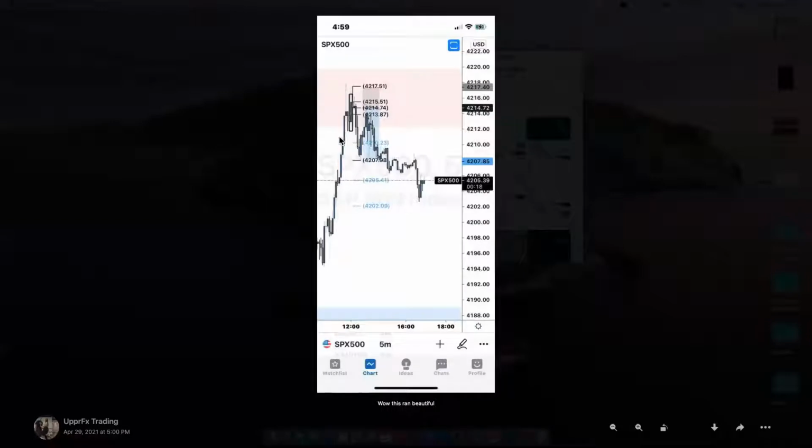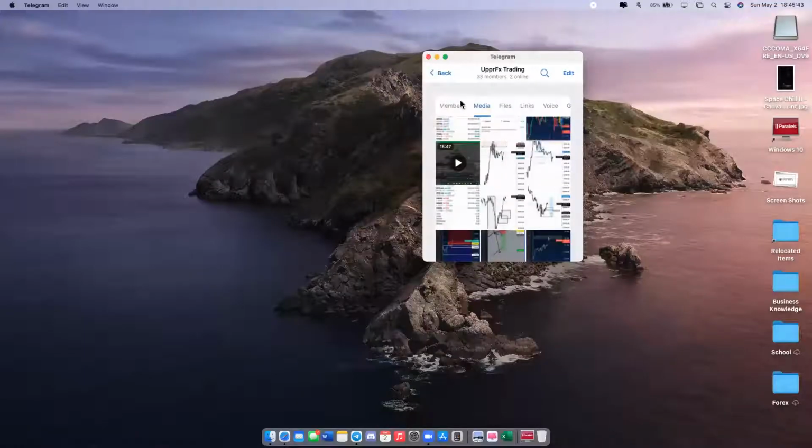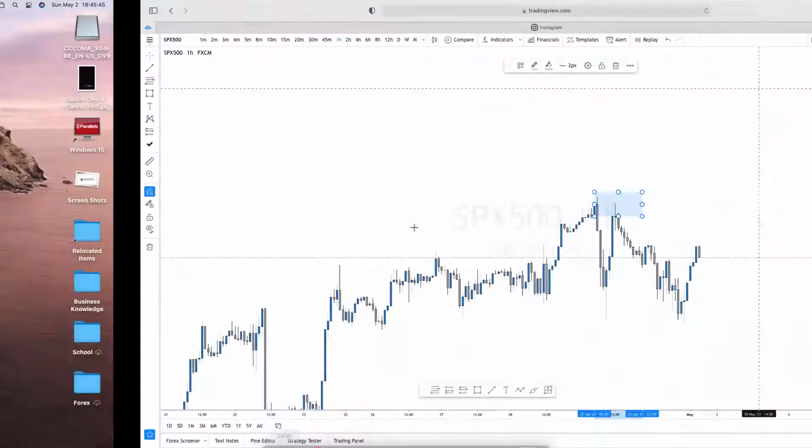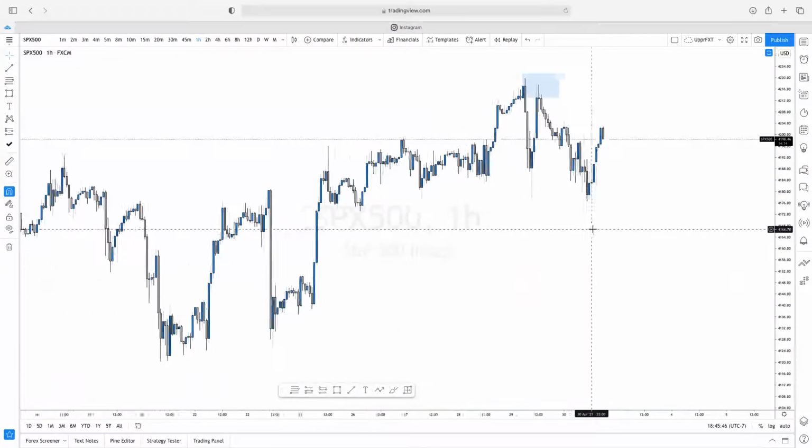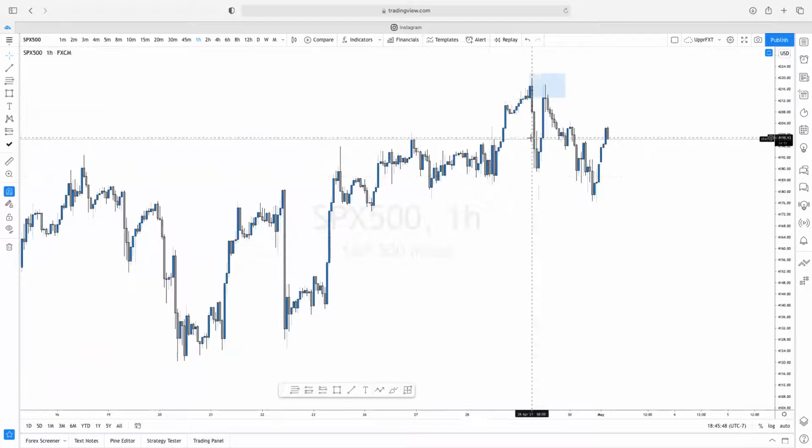That's US 30. So this was the play I was looking to take last week, and it ran beautifully. I took it on my demo. I partialed at these lows, and price ran to my fib extension. I was going to take this on my FTMO, but I'm not that comfortable with it yet. But the same concepts, supply, fib, it's all there. You look at crypto at all or not?